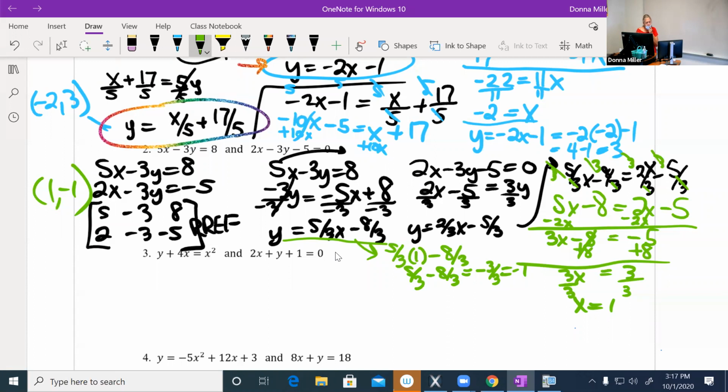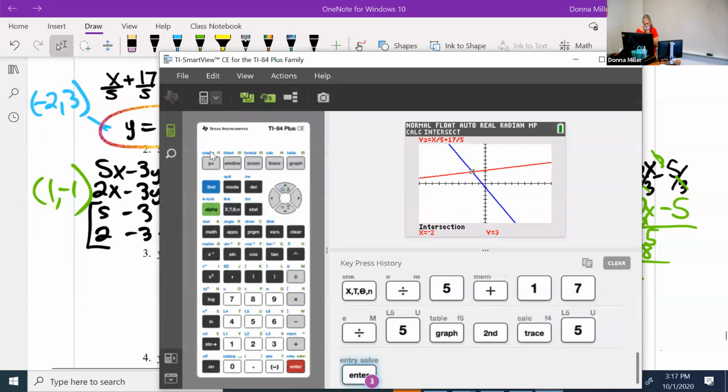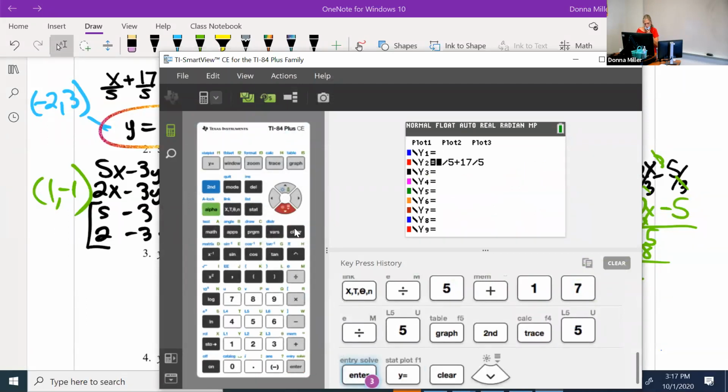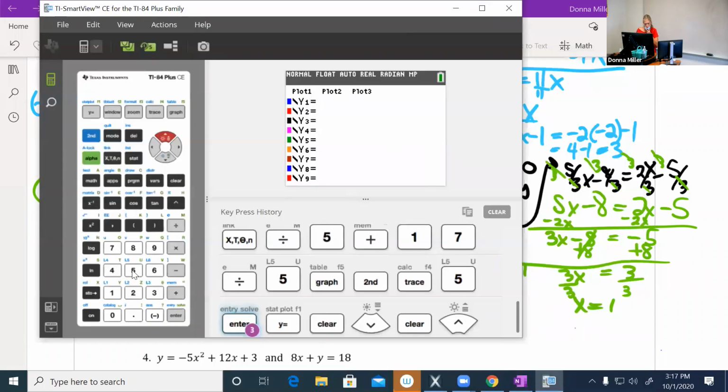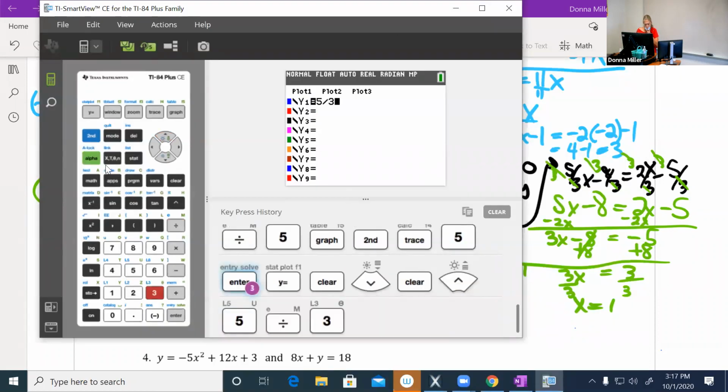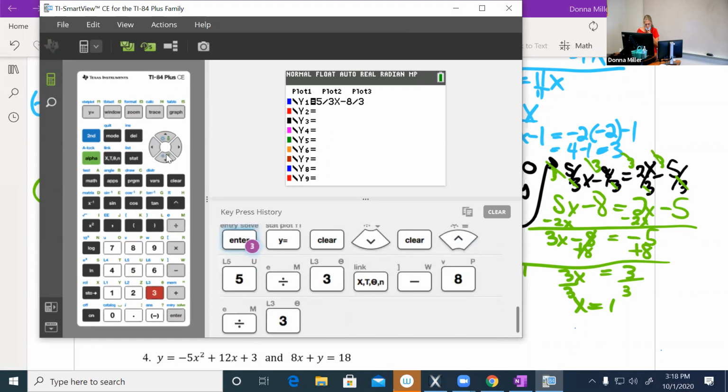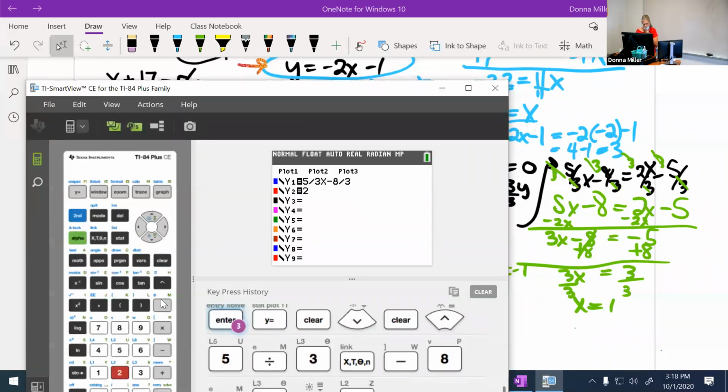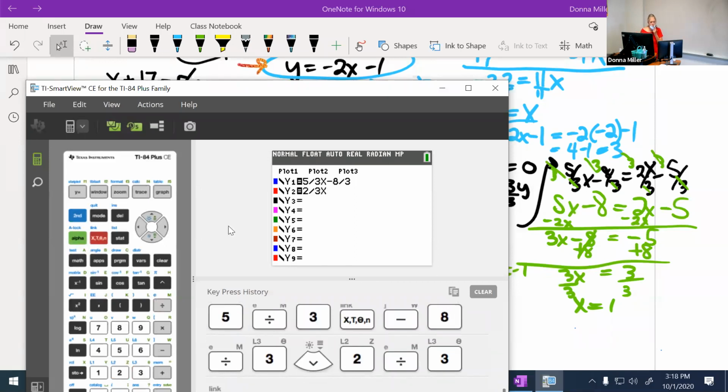All right, so I'm going to plug these into my calculator. I'm going to prove stuff out, get clear. So the first equation was 5/3 x minus 8/3. All right, and the second equation, 2/3 x minus 5/3. You can use the fraction bar if you want. I'm just not. I'm being lazy.